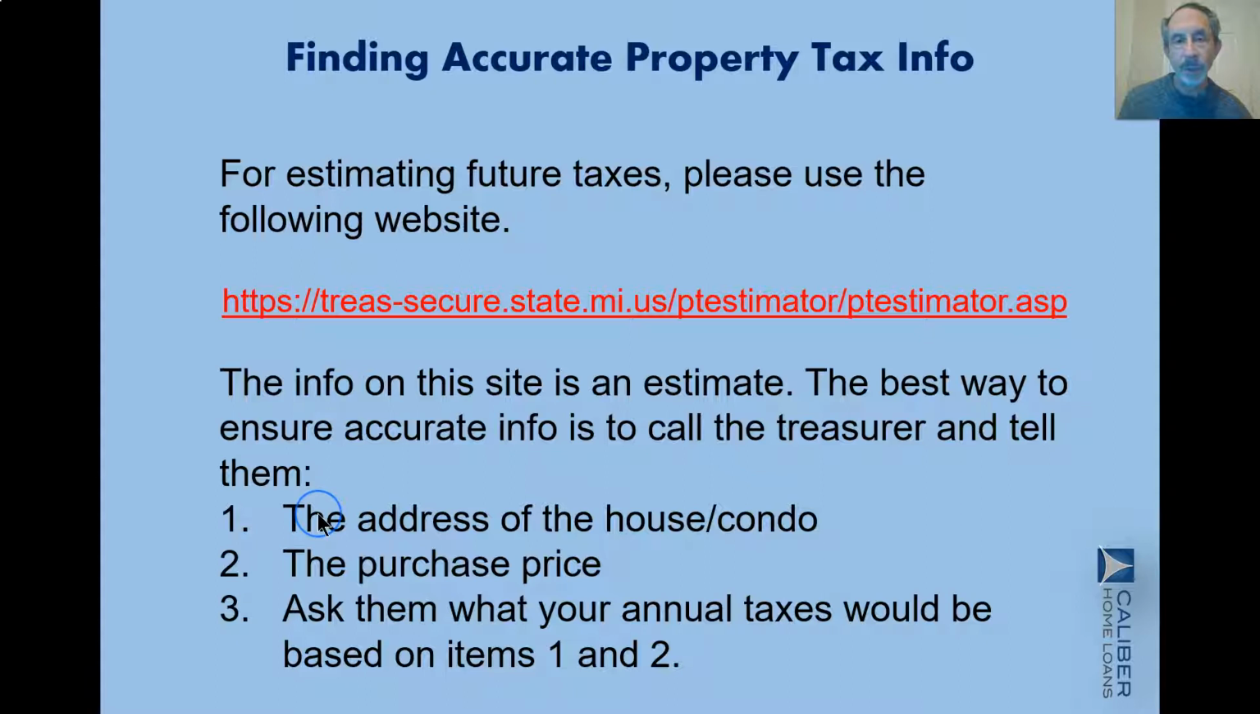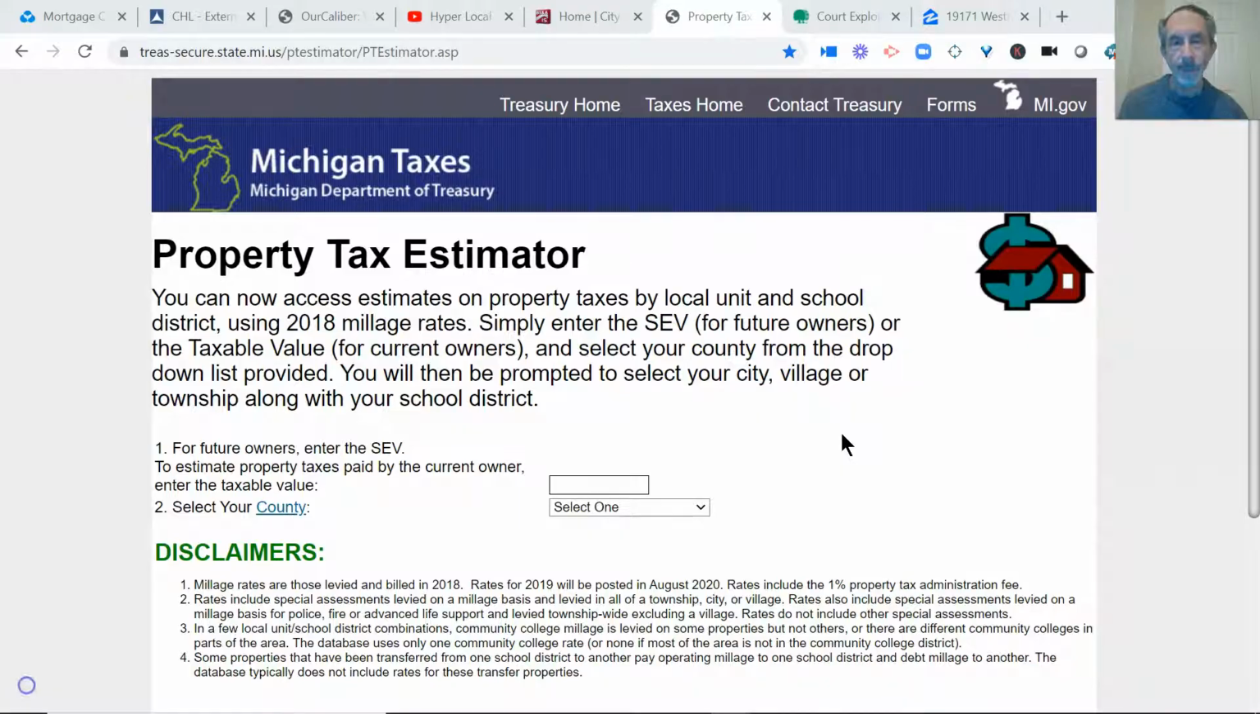So we need to go to a different site to get the property tax estimate for future taxes. On this site, this is called the property tax estimator through the state of Michigan. Now they're using 2018 millage rates, which are used to actually compute the tax amounts, but it's going to be close enough unless the city or township has really jacked up their millage rates.